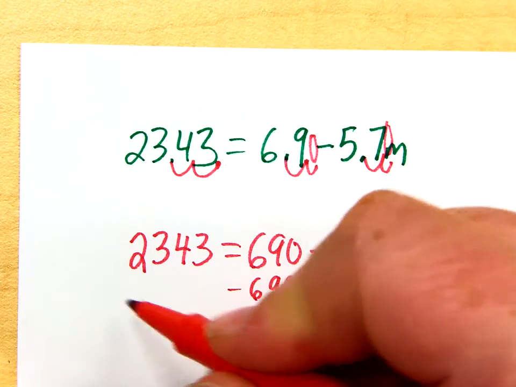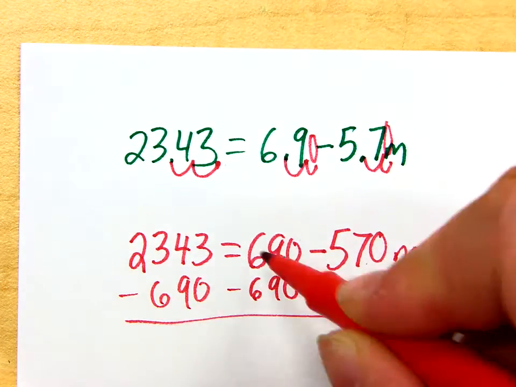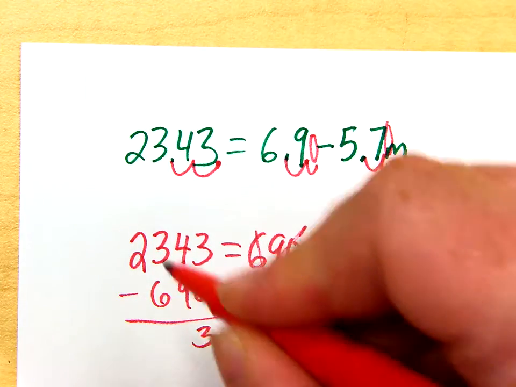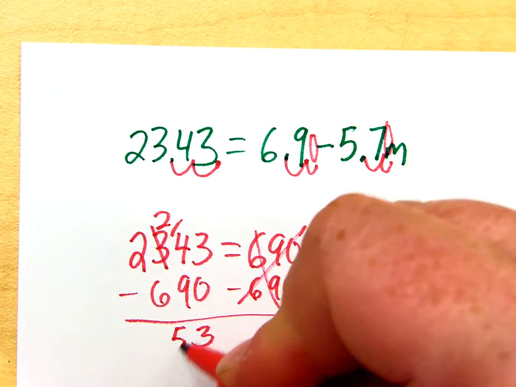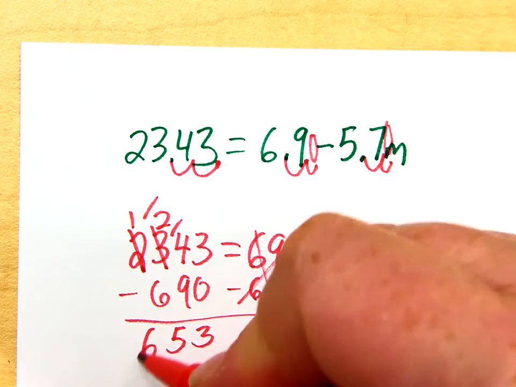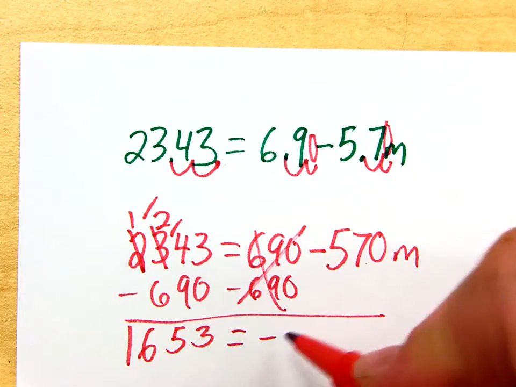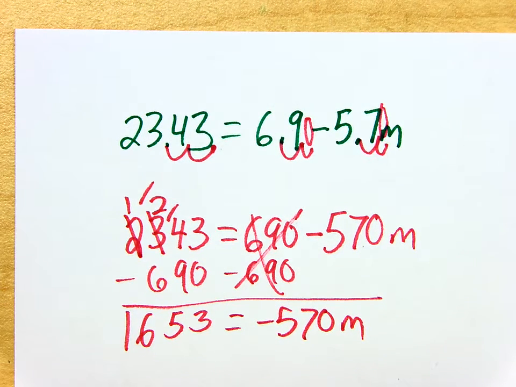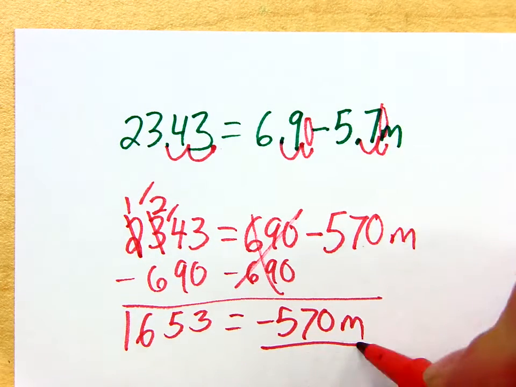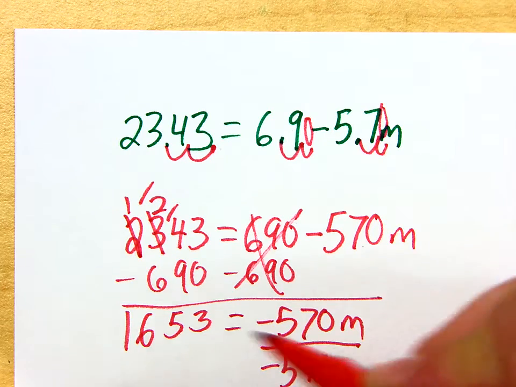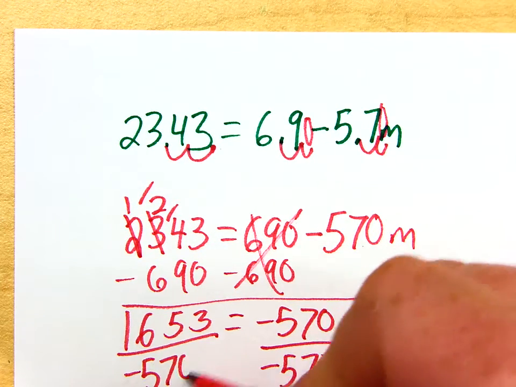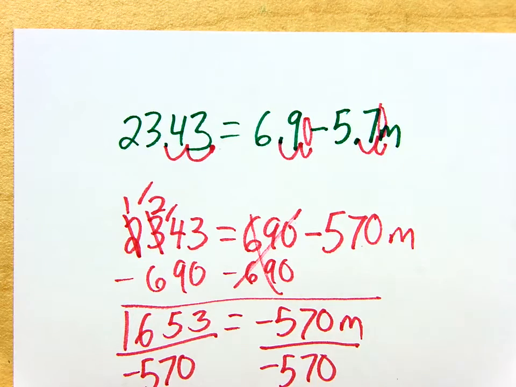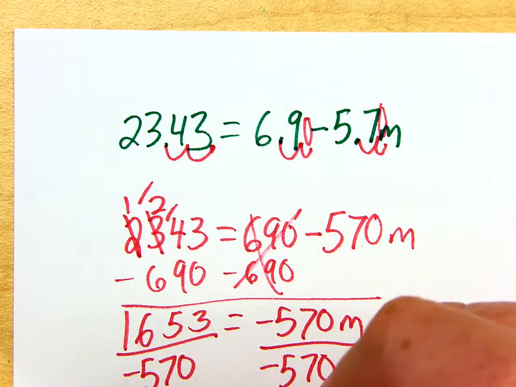So what would you normally do now? Subtract 690 from both sides. So that's just a 3, carry the 2, 5, 6, 1. And then I would just do what? Divide by negative 570. I don't know if you remember, but that took you guys forever. You can, but look, I'm already done.